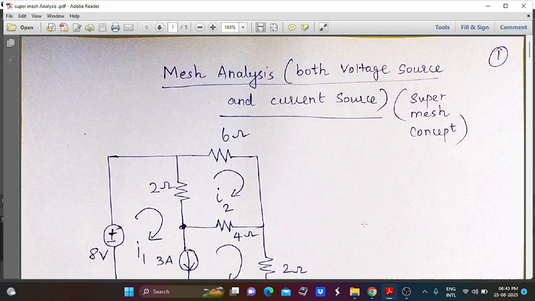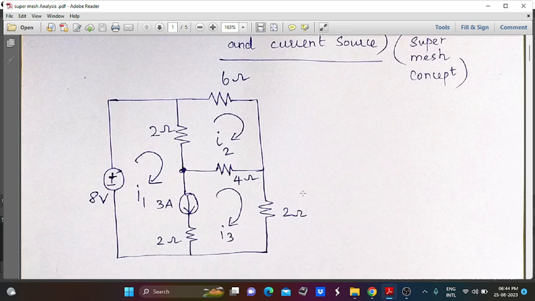Let us see the mesh analysis method, that is the super mesh concept, which is used when both voltage sources and current sources are connected in any kind of circuit, that is, the DC circuit. So this is the example for the super mesh concept.